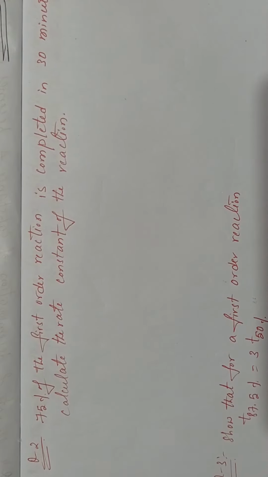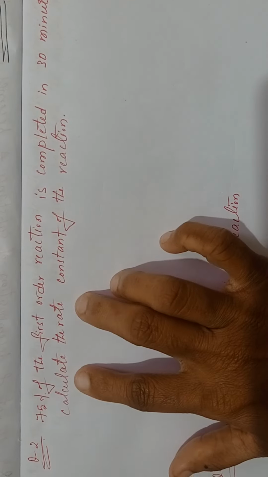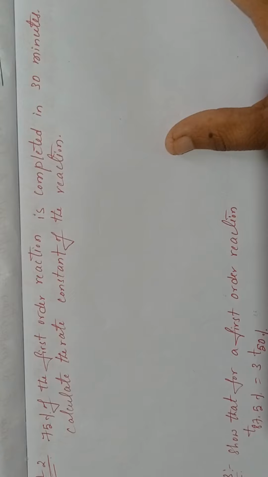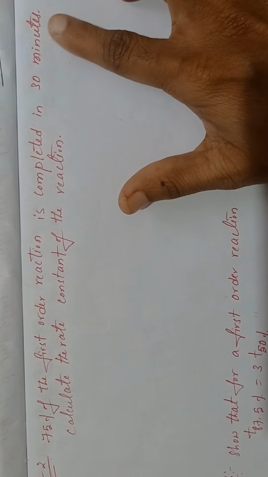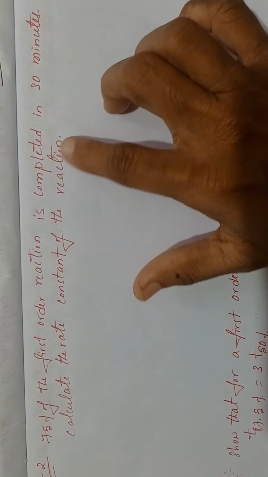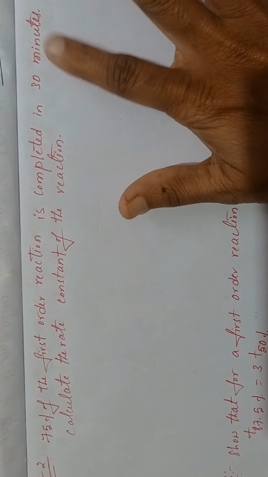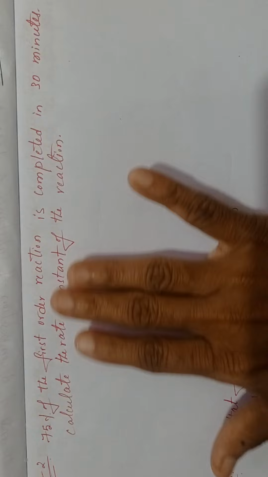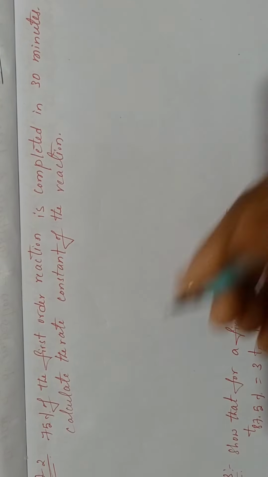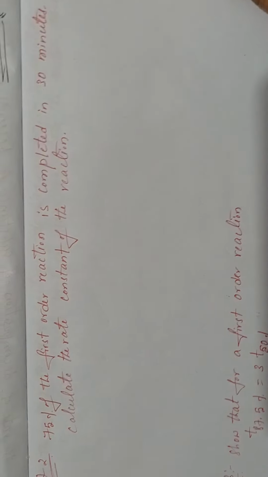Now see, students, here the second question: 75% of a first order reaction is completed in 30 minutes. Calculate the rate constant of the reaction. So 75% of the first order reaction is completed in 30 minutes. How to find the rate constant value? What is the formula here? What do you have to use?